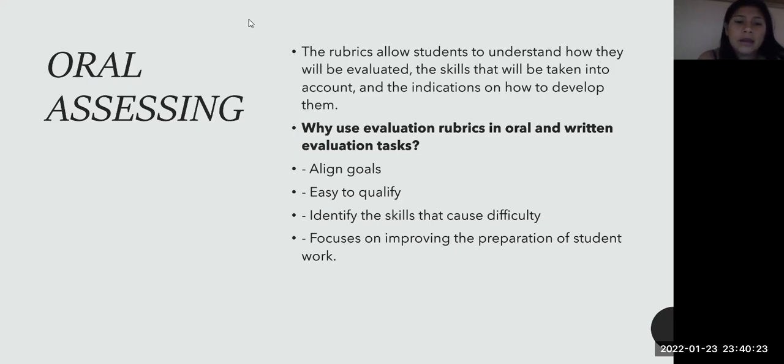Okay, and next, the question is why use evaluation rubrics in oral and writing evaluation tasks? The first idea is to define goals, make it easy to qualify the activities, identify the skills that are quite difficult for students, and focus on improving the preparation of student work about the activity, about the exercises.